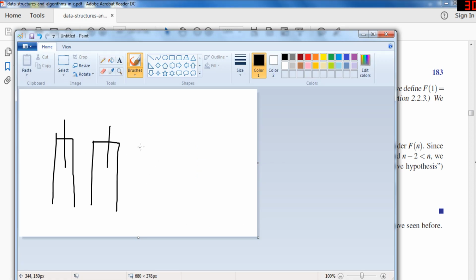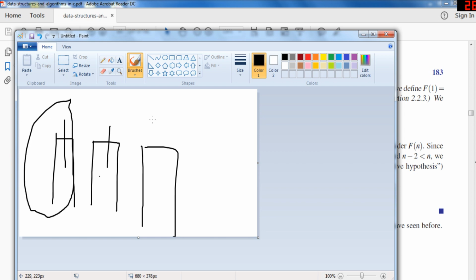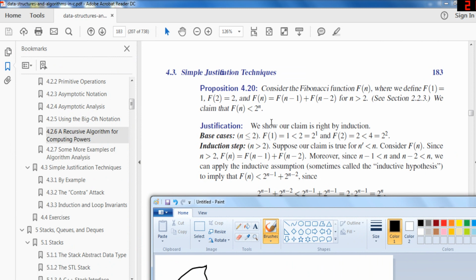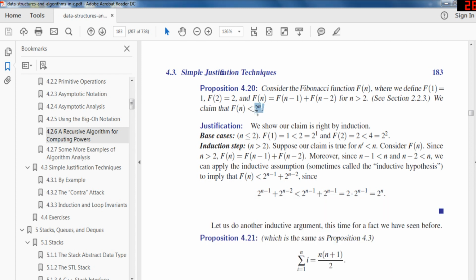So what I told you about the domino effect: show the first case is true. This is just showing that this particular case is true, and that's what they do here. They want to say that f of n is less than 2 to the n, right? For when it goes to infinity. So they say, okay, we'll start with f of 1. f of 1 is 1, and it's less than 2 to the n. 2 to the 1 is 2. That's what they do here: f of 1 is equal to 1, which is less than 2 to the n. So this proves that the statement for f of 1 is true.